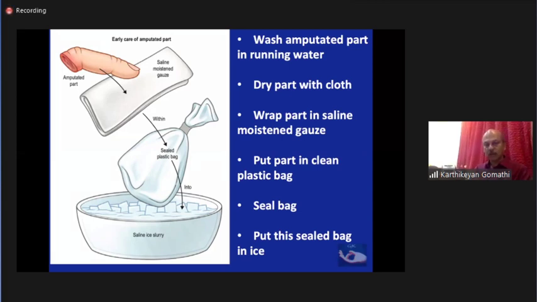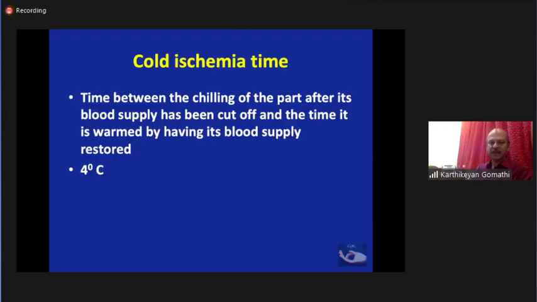Do not allow the part to touch the ice directly. If the ice melts, the water may seep inside. This should not happen, so the bag should be sealed. And this sealed bag should be put in ice and transported to the nearest hospital where the replantation can be done. When you do this, you are starting what is known as the cold ischemia time.